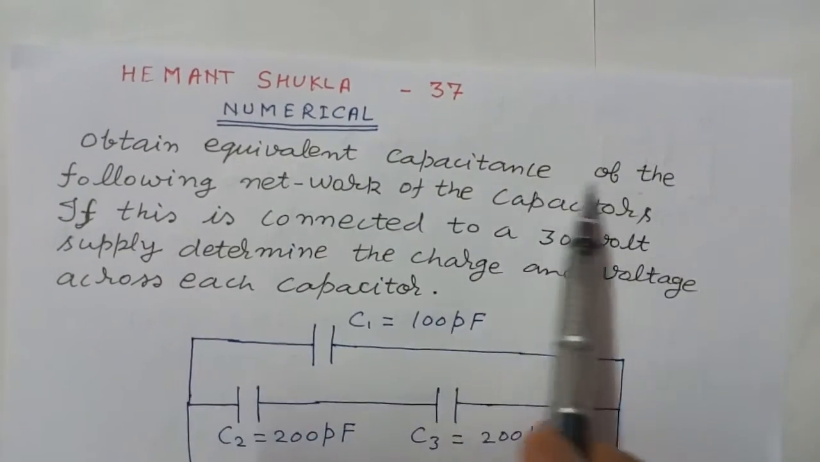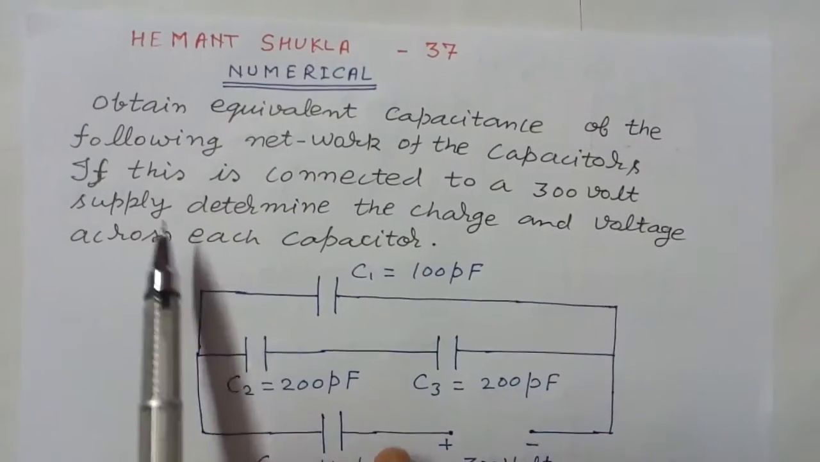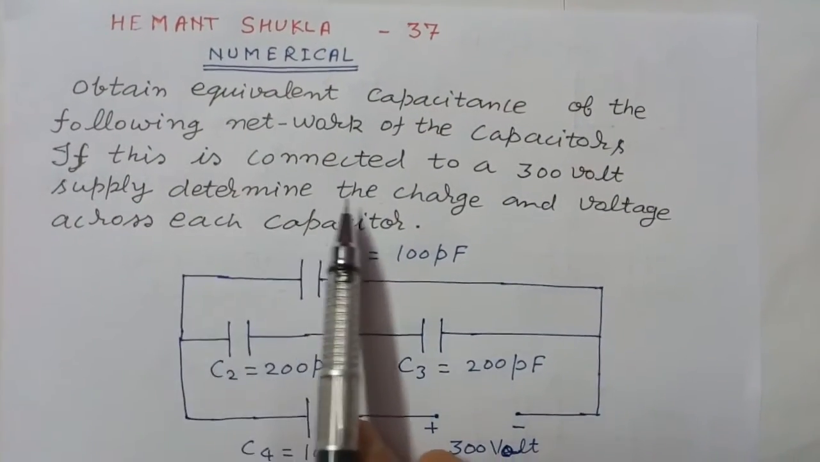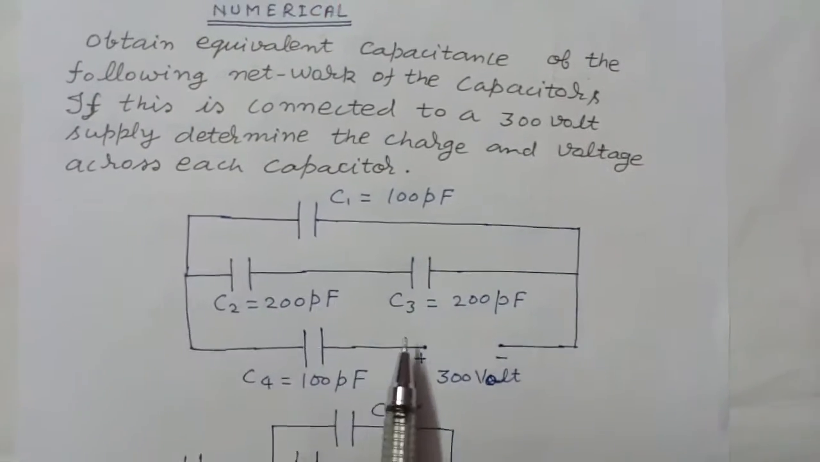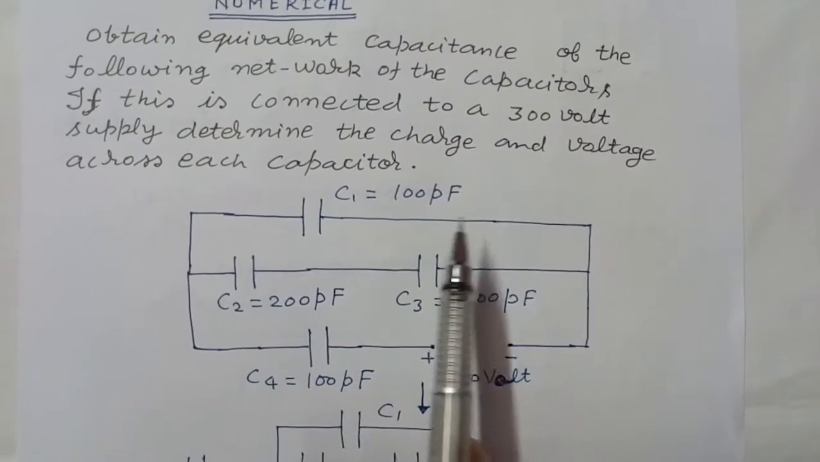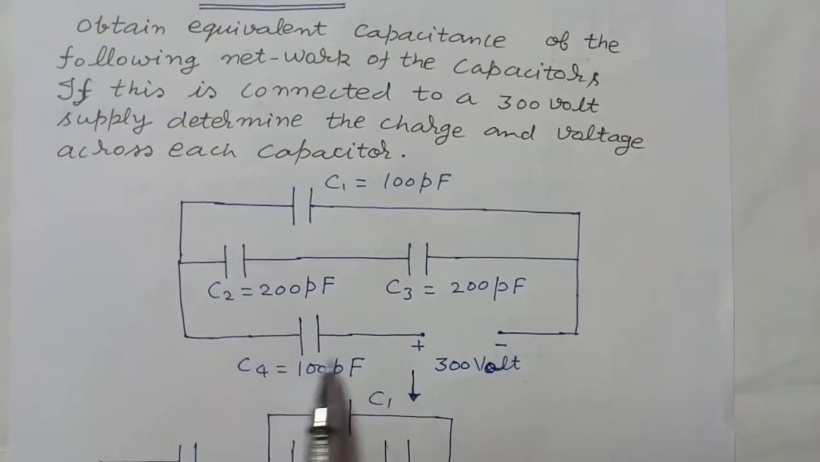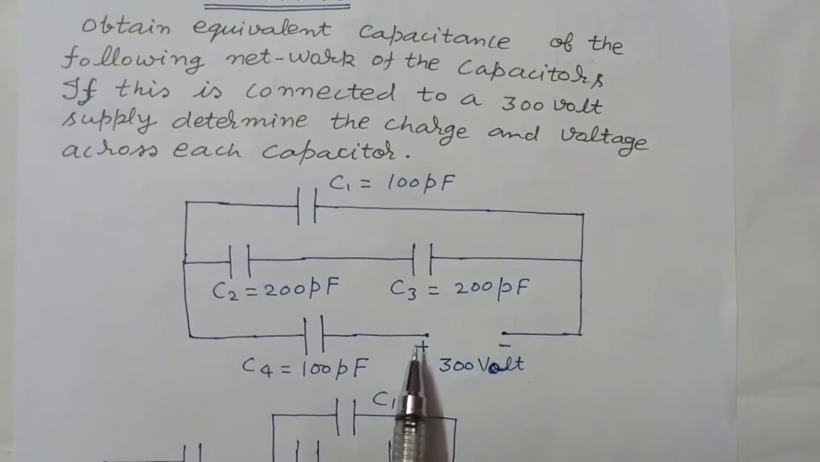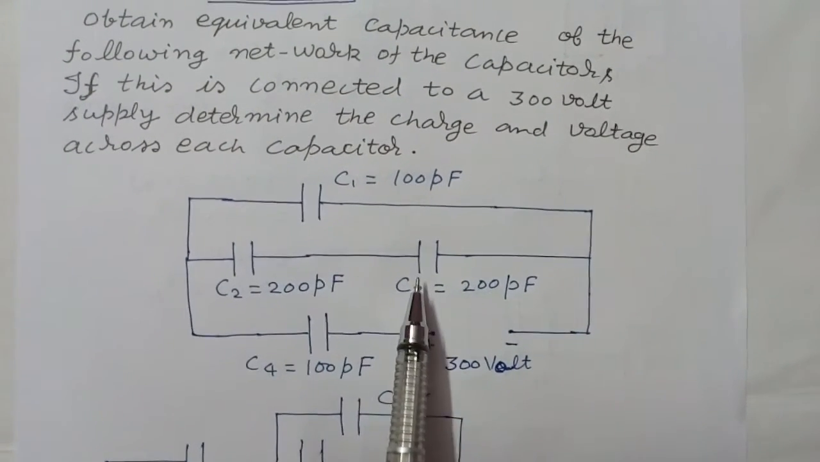Obtain the equivalent capacitance of the following network of capacitors. If this is connected to a 300 volt supply, determine the charge and voltage across each capacitor. As you are seeing here, this is the network of capacitors. So students, first inspect this, and from the inspection it is clear that C2 and C3 are in series.